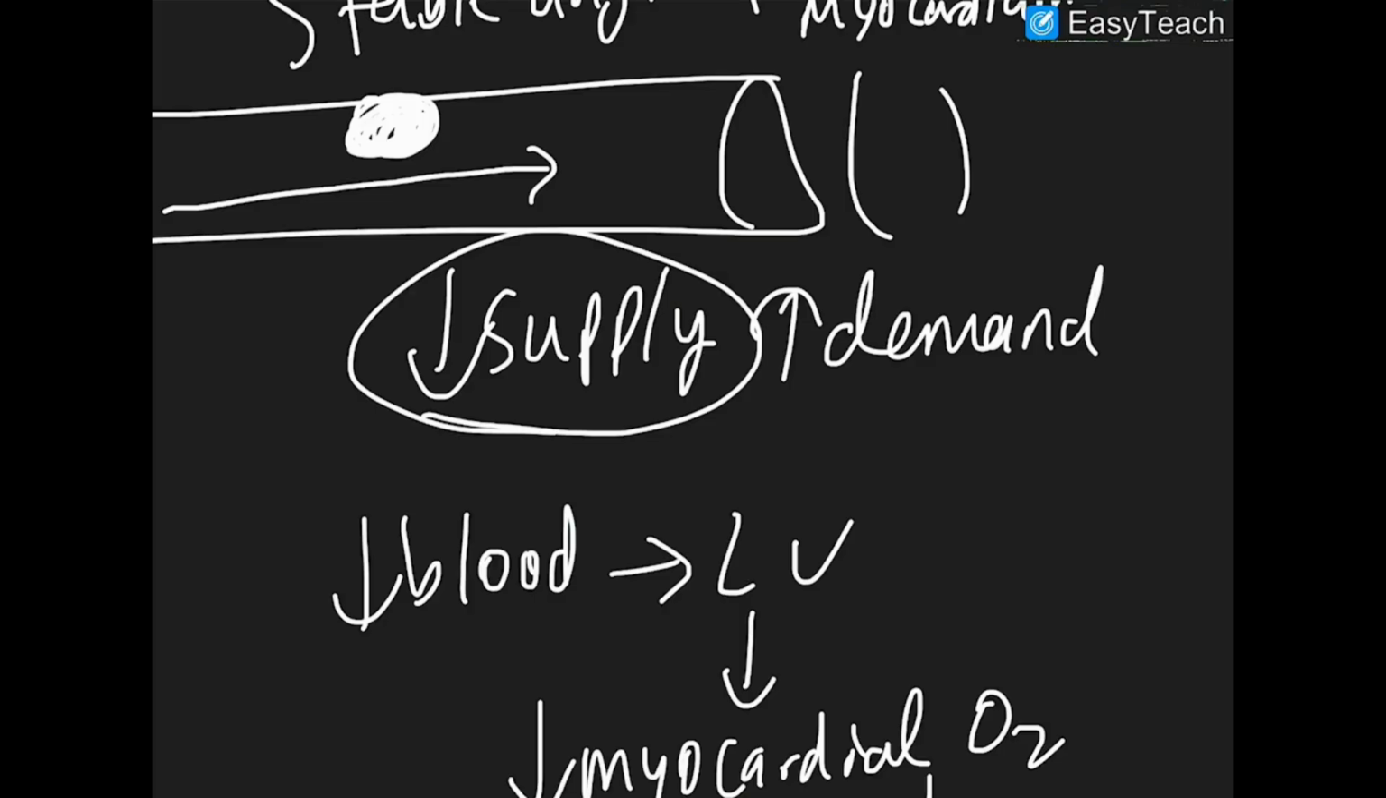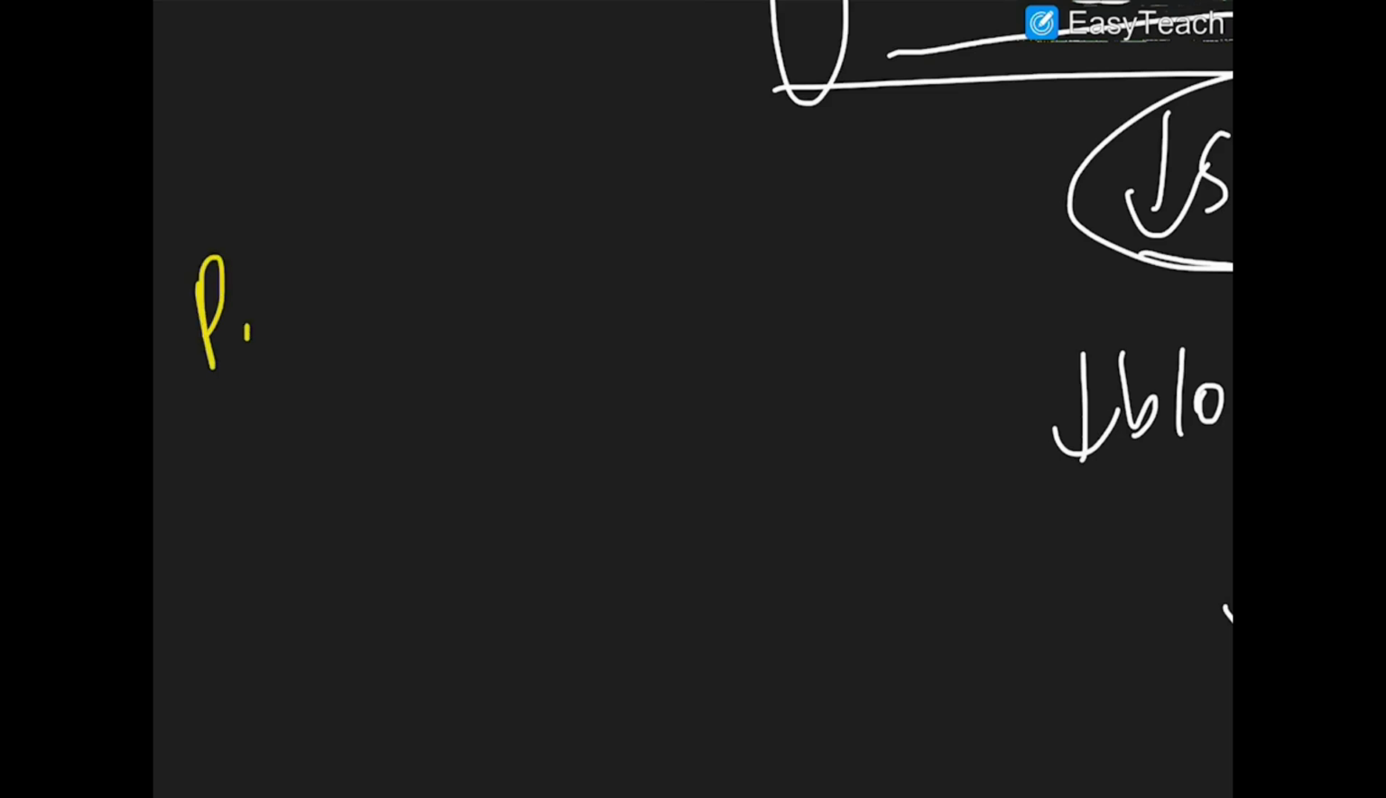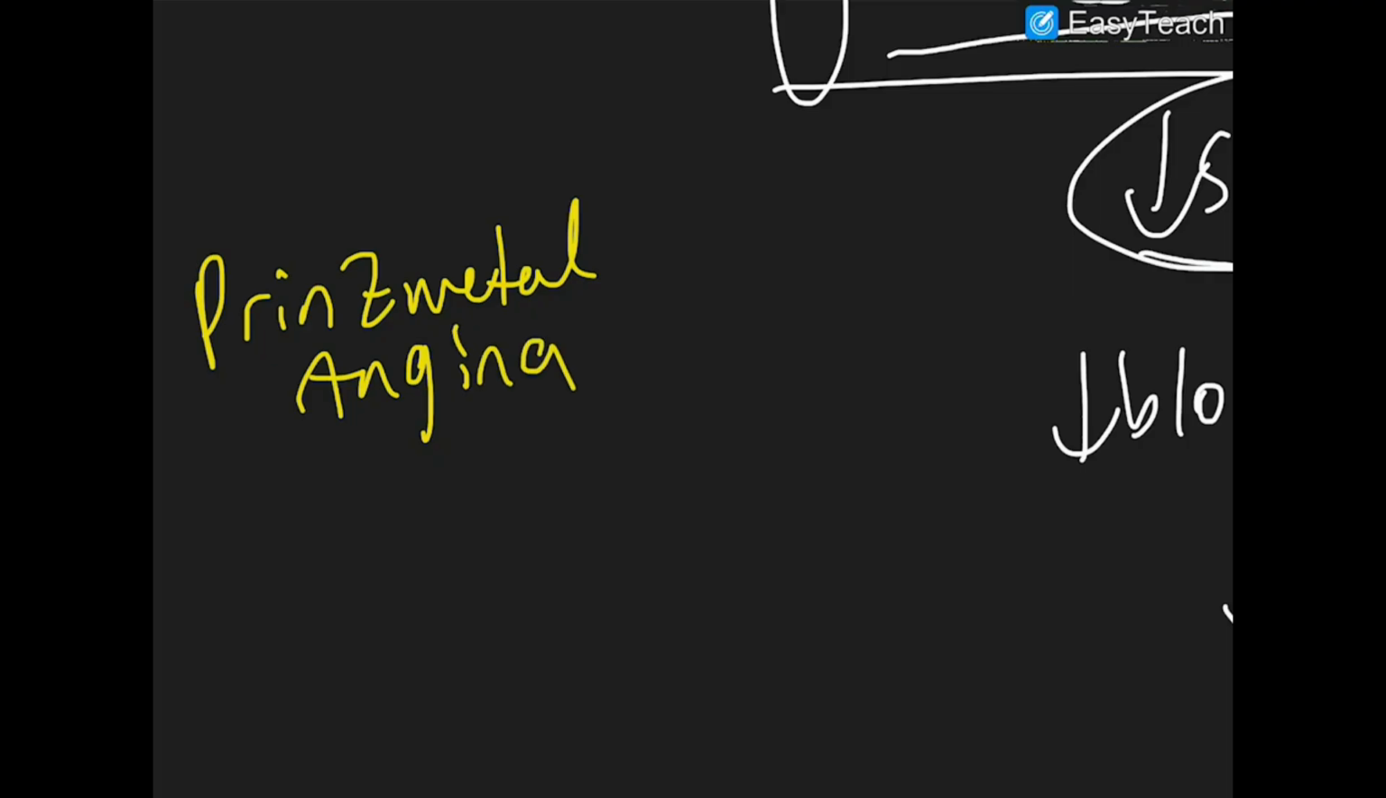Okay, so it's the same concept that we talked about in unstable angina. Another clinical use that we said was Prinzmetal's angina, right? Now we'll talk about this in a separate video. There's a few causes for this, but the end result is that there's massive coronary spasm.